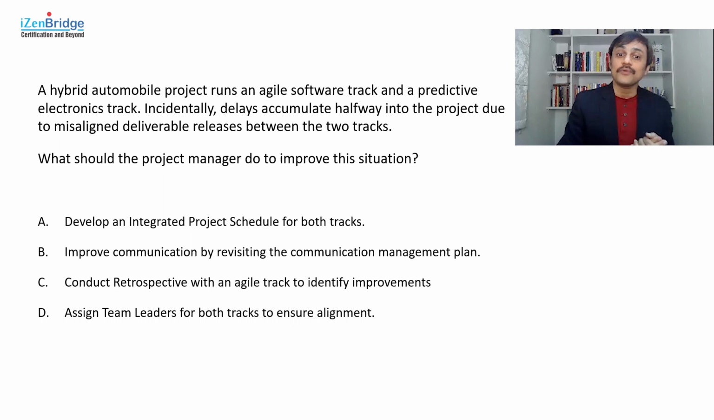Develop an integrated project schedule for both tracks. Improve communication by revisiting the communication management plan. Conduct retrospective with an agile track to identify improvements. Assign team leaders for both the tracks to ensure alignment. So you have two managers taking care of the tracks and you are a super manager on top of it. Okay, so all four options. Which one would you like to take?